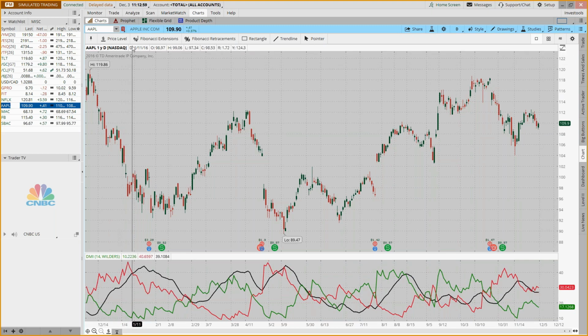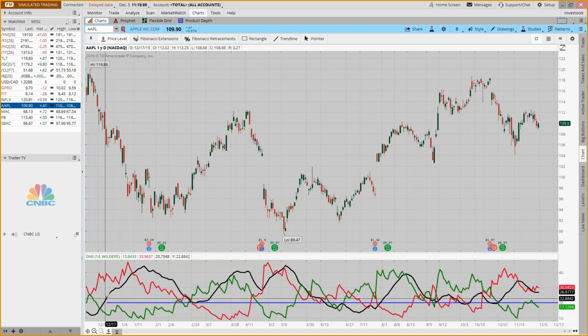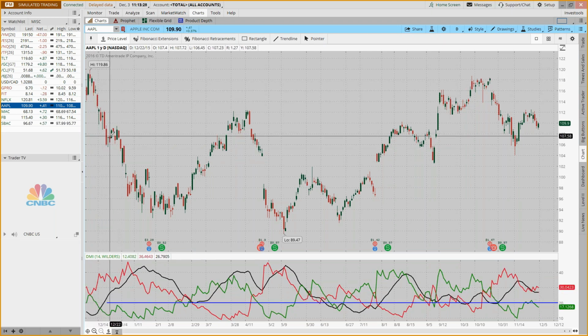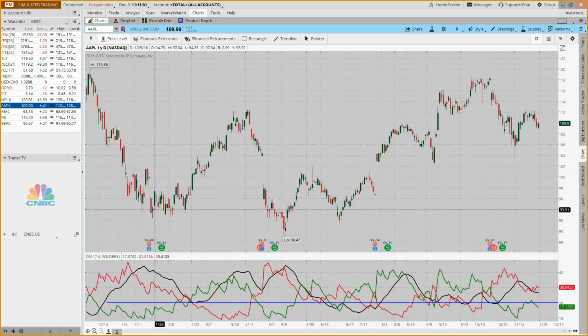But I will tell you that myself and most other pros don't use the 25 level. We use 20. So I'm going to mark a line here at the 20 level. Whenever you see this black line above the 20 level, that usually means that the stock is trending strongly. Now, it doesn't mean it's trending upward strongly. It just means it's trending strongly. So if you look back in here, once it crossed above that 20 line, that was back up in here. There's a strong downward trend in place, and it continued.